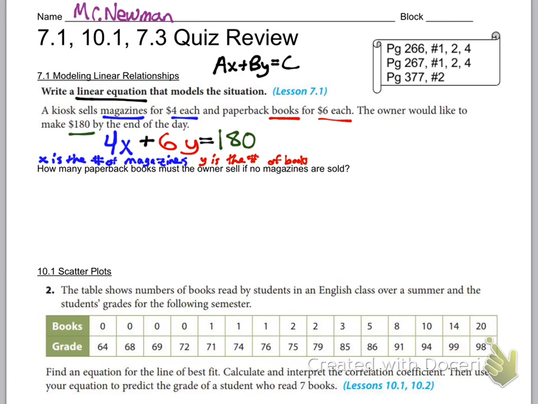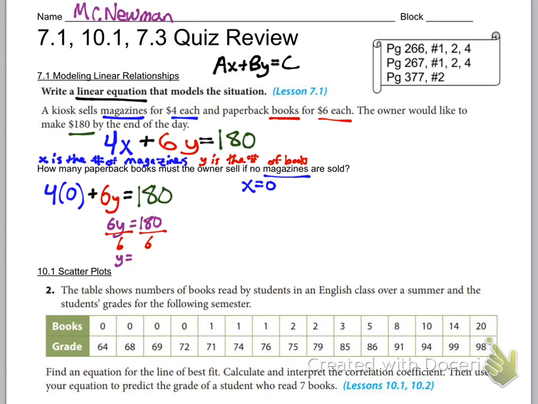That's called standard form, and that's because I have two kinds of things I'm buying and they add up to another thing, so standard form is the best equation to use for that. So the question is, how many paperback books must the owner sell if no magazines are sold? Well, no magazines means x equals 0. I'm just going to plug in 0 for x, and I can figure out y. So y is 30. That means that the owner must sell 30 books if no magazines are sold.